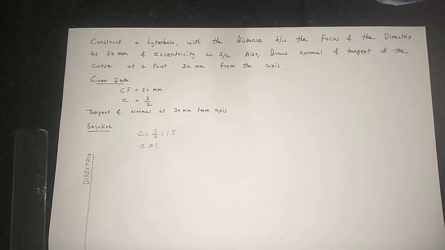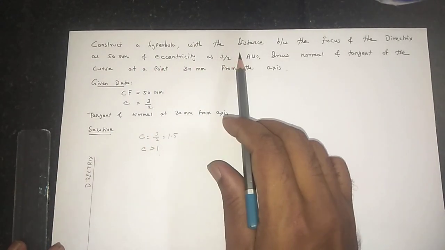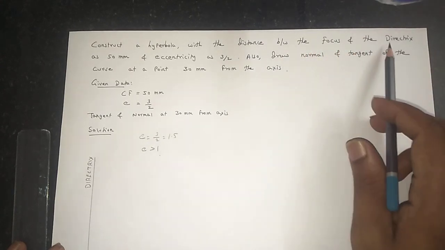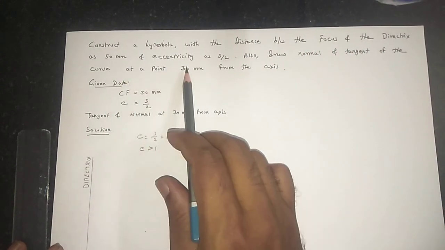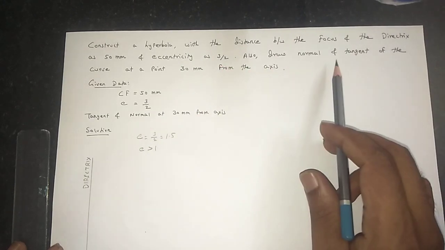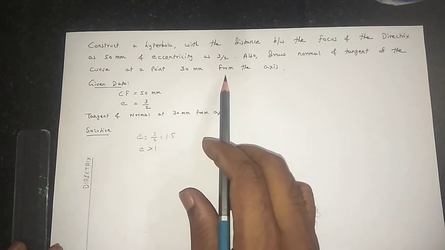In this video, we are going to see how to draw a hyperbola. The question is: construct a hyperbola with the distance between the focus and the directrix as 50 mm and the eccentricity as 3 by 2. Also draw the normal and tangent of the curve at a point 30 mm from the axis.